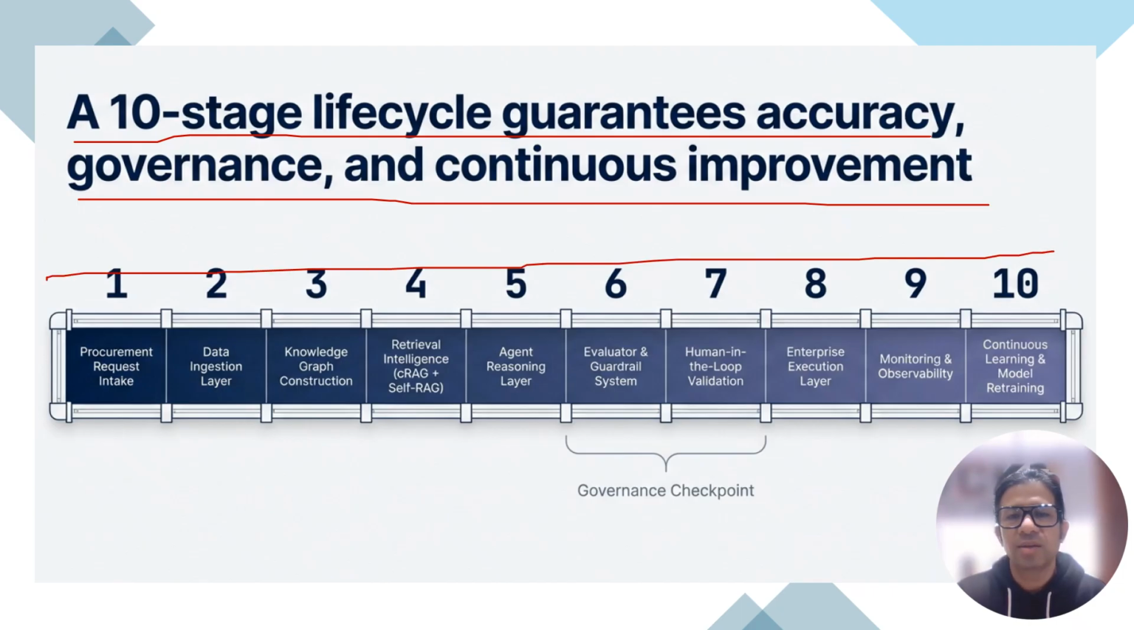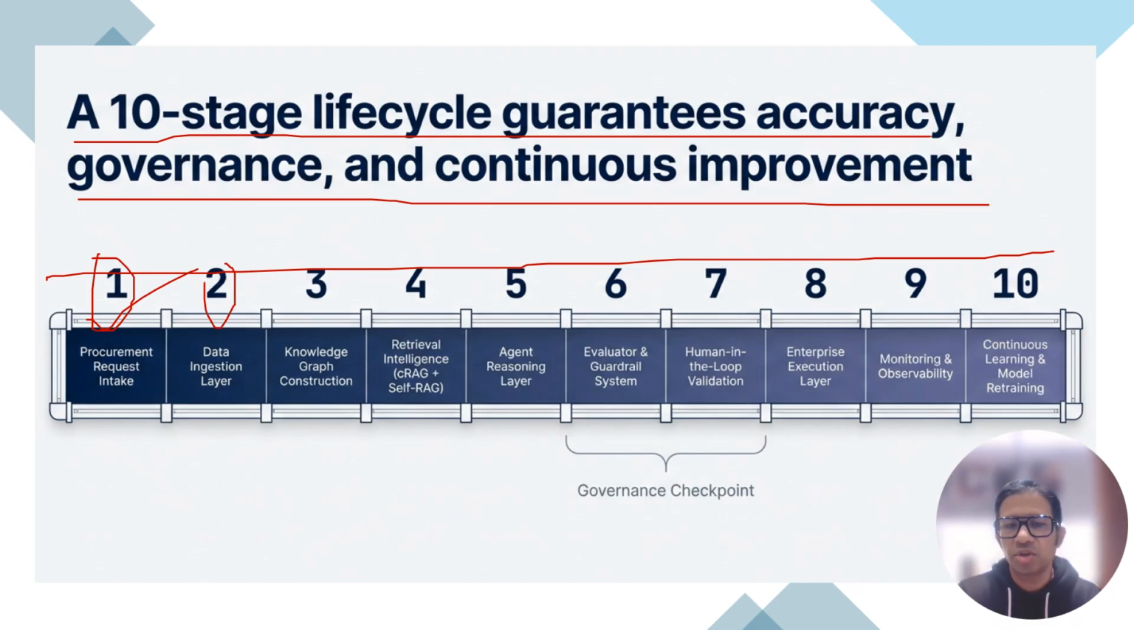This is the full path from the moment a request is created until the model improves over time. Let's walk through it quickly, but in a way that makes sense for enterprise. This is stage 1. Stage 1 is procurement request intake. This is where the system captures the business need: what item, quantity, delivery date, location, budget, and constraints. Because if intake is wrong, everything downstream becomes wrong.